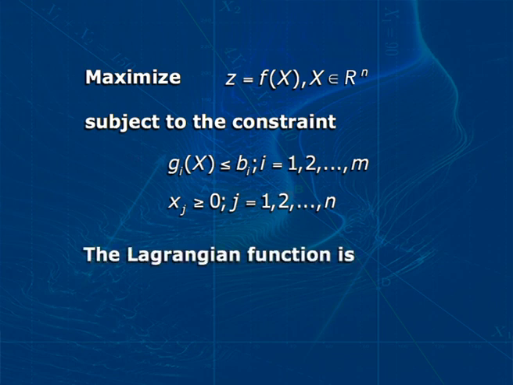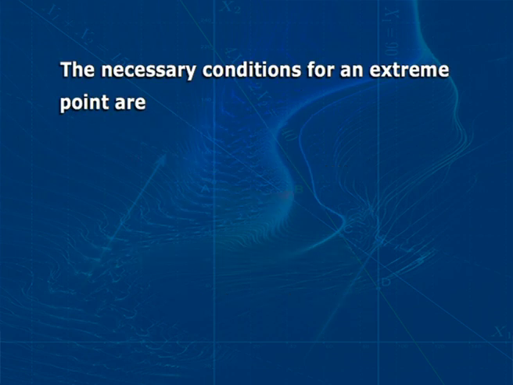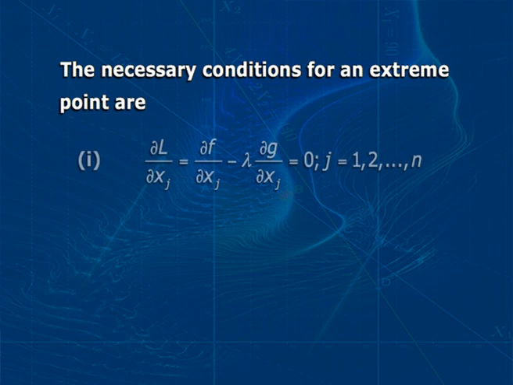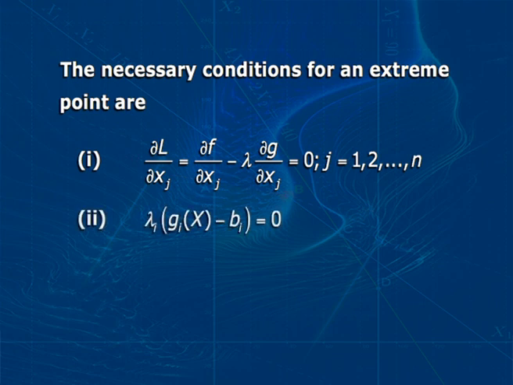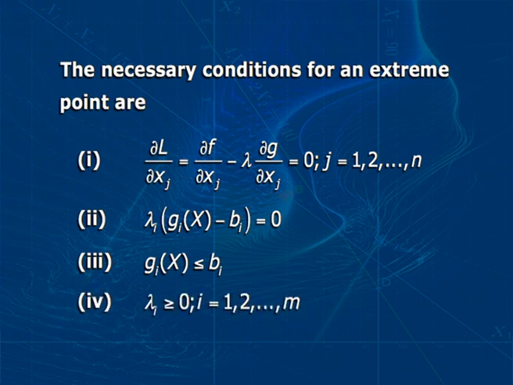The Lagrangian function is L(x, lambda) is equal to f(x) minus lambda g(x). The necessary conditions for an extreme point are del L over del xj is equal to del f over del xj minus lambda into del g over del xj is equal to 0, where j equal to 1, 2 up to n. Lambda i into (gi(x) minus bi) is equal to 0, gi(x) less than or equal to bi, lambda i greater than or equal to 0, where i is equal to 1, 2 up to m.